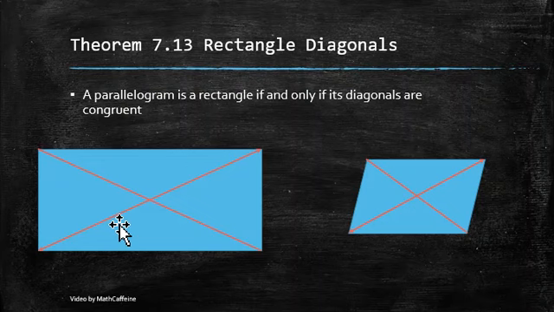In Theorem 7.13, if a parallelogram's diagonals are congruent, then it is a rectangle. In this example on the left, the two red lines are congruent, so we know that this is a rectangle. In this example on the right, the lines are not congruent. As you can see, this one is longer than this one. Therefore, we know that this parallelogram is not a rectangle.